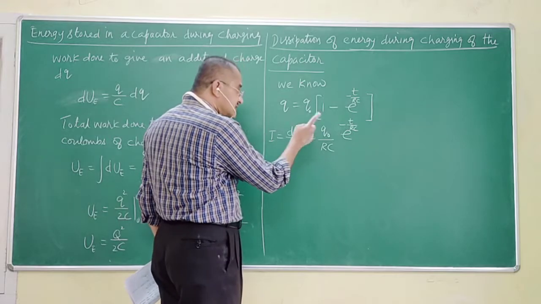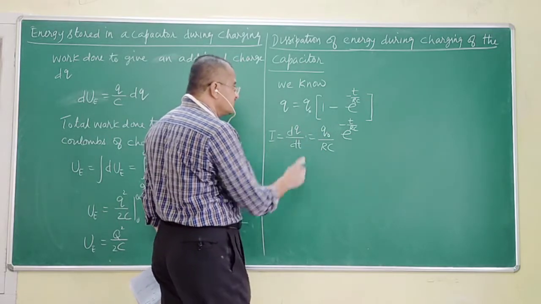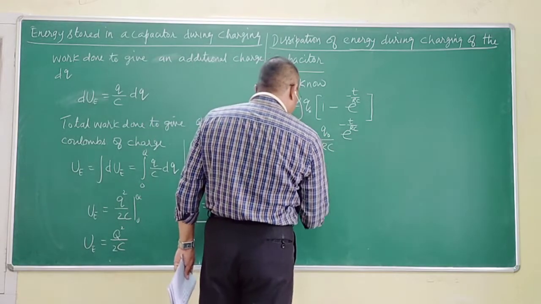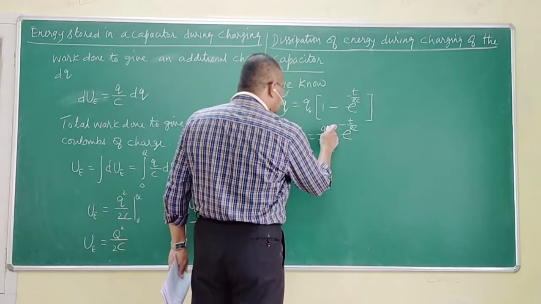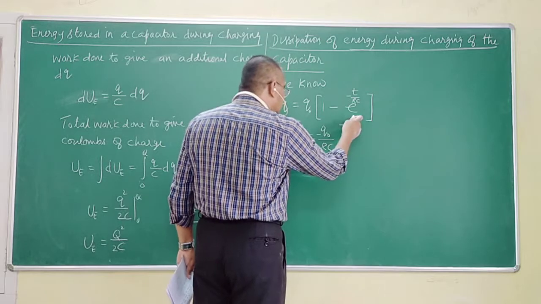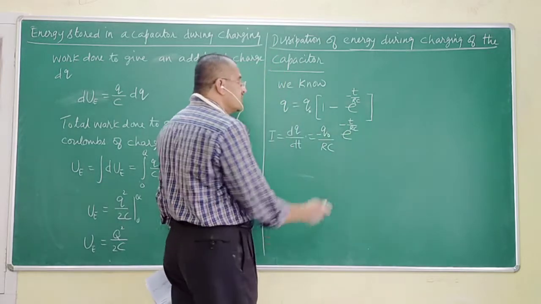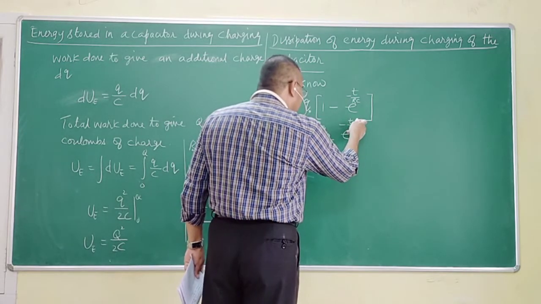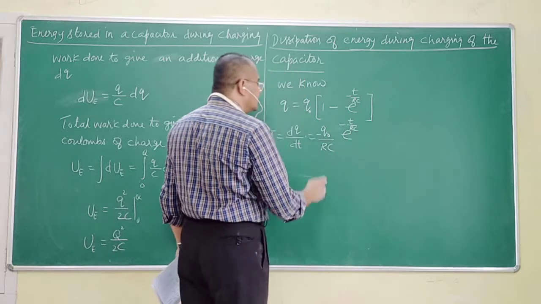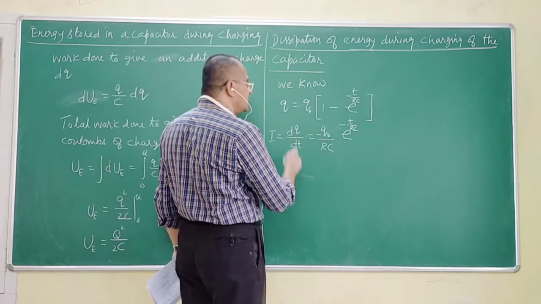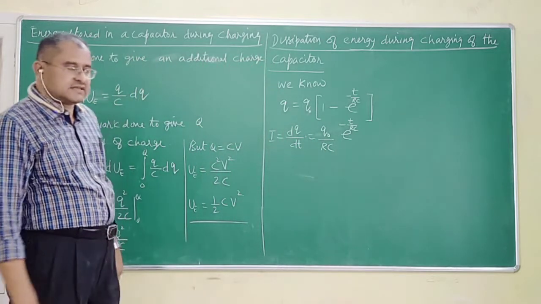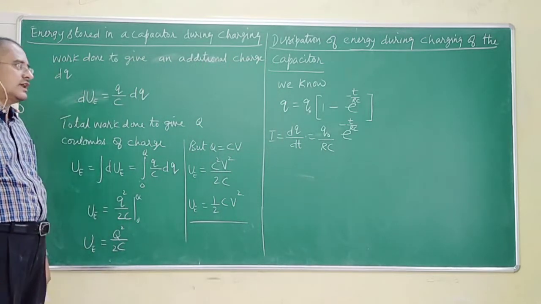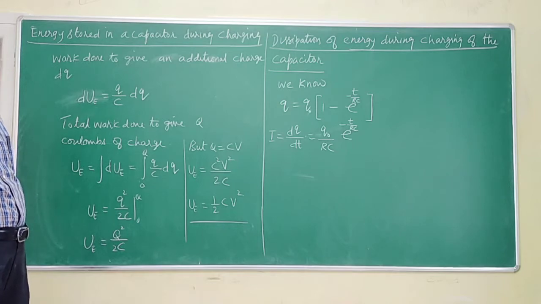Why this minus sign is not there? Let me tell you. This will be minus q naught e to the power minus t by RC. If you differentiate minus t by RC, there will be minus 1 by RC. Minus of minus will be plus. Therefore, this disappears. I suppose you are able to follow what I have said.